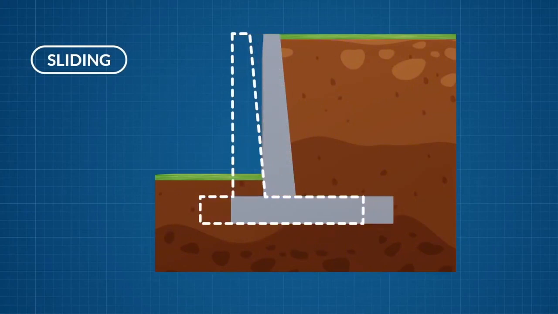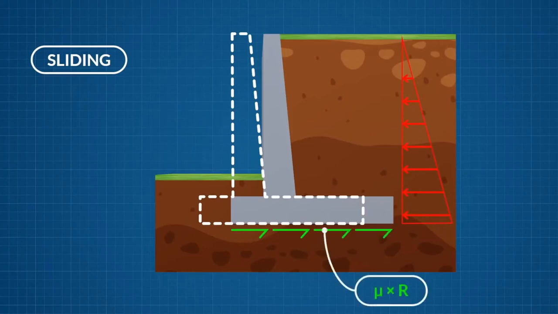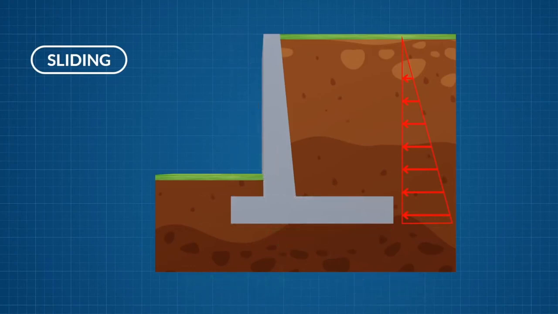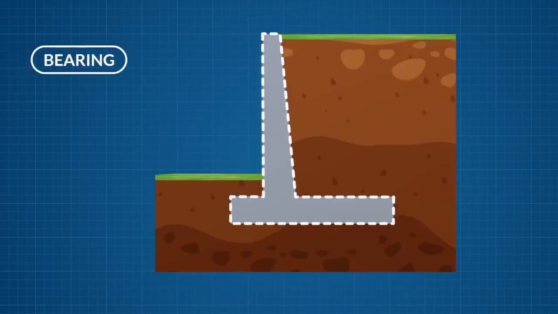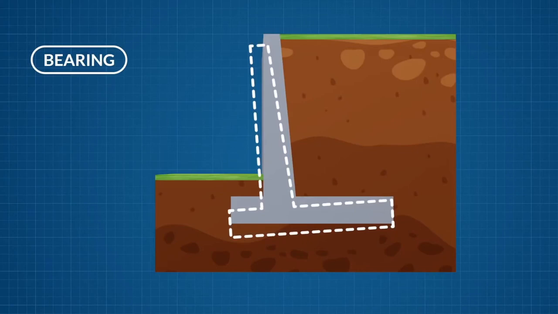The second type of failure is by sliding. The active earth pressure applied to the wall acts as a destabilizing force, sliding the wall forwards. The stabilizing force is provided by the friction between the base and the soil below. The frictional force is given by mu times R, where mu is the friction coefficient between the soil and the concrete, and R is the resultant soil pressure. If the active earth pressure is high and the wall is failing by sliding, then the shear key can be introduced to provide additional sliding resistance.